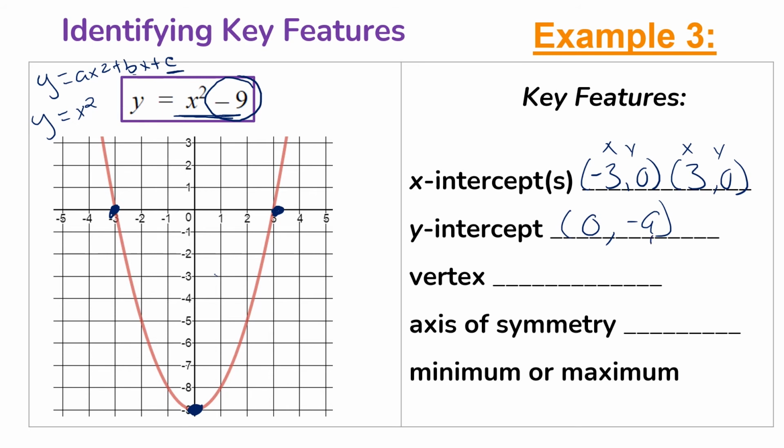All right. The vertex will actually be right here, the lowest point on the graph. That ordered pair is 0, -9. The axis of symmetry would be x equals 0. And if you note, the axis of symmetry is just the x value of the vertex.